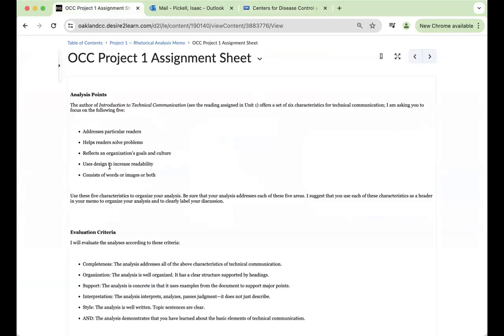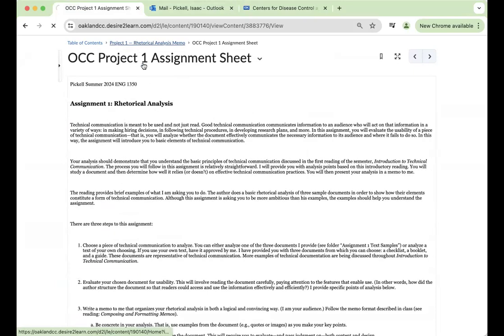So uses design to increase readability. That is about the design. So again, with that first sample from the CDC, you could talk about how it is really busy, how there is so much information everywhere that the design actually makes it harder to read. Or you could talk about how it's clear, how it uses color effectively, et cetera. And finally, consists of words or images or both. So this is where you talk about how it has words or images. Pretty straightforward. Let's real quick look at the other samples.